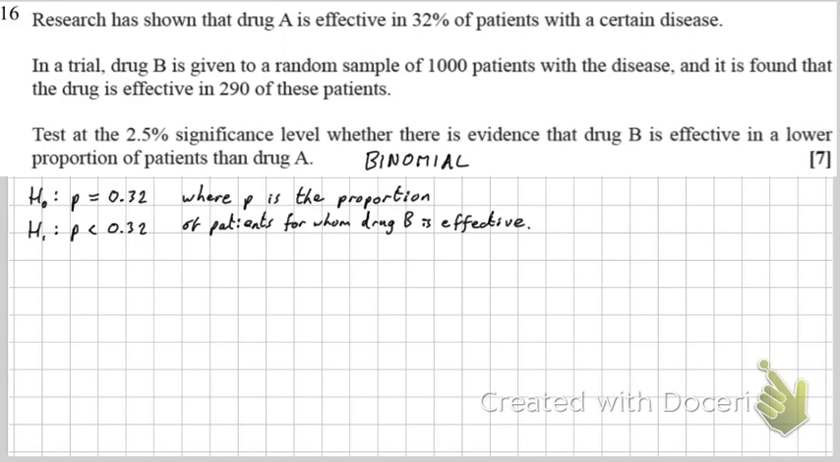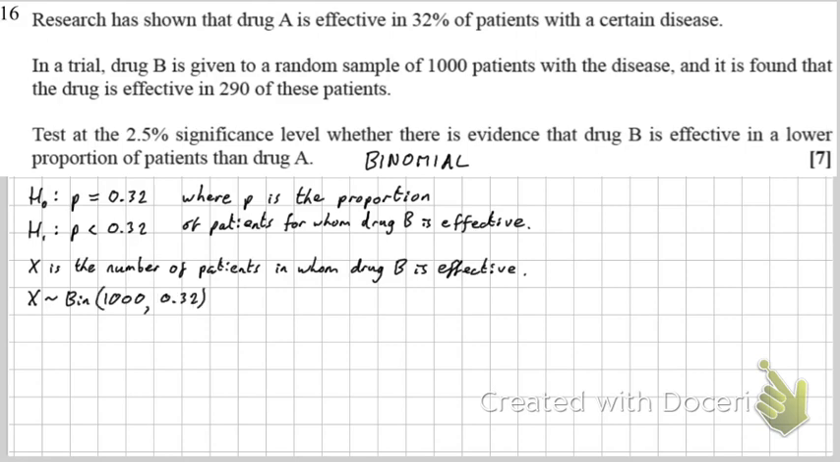Next is to talk about an X. So we create a capital X and we define it. So X is always the number of, and in this case it's the number of patients for whom drug B is effective. And X is binomially distributed with n is 1,000 and p is 0.32.